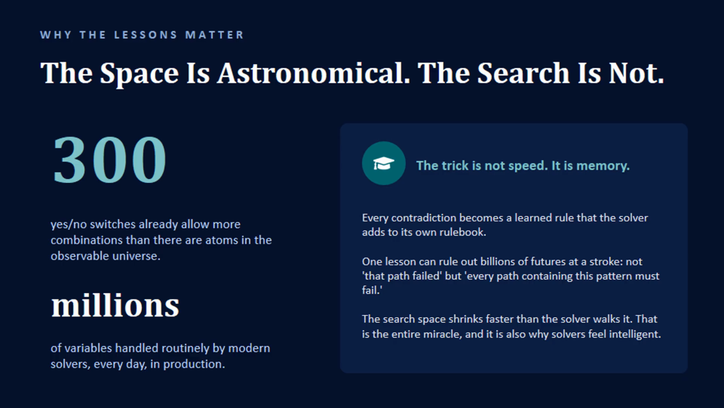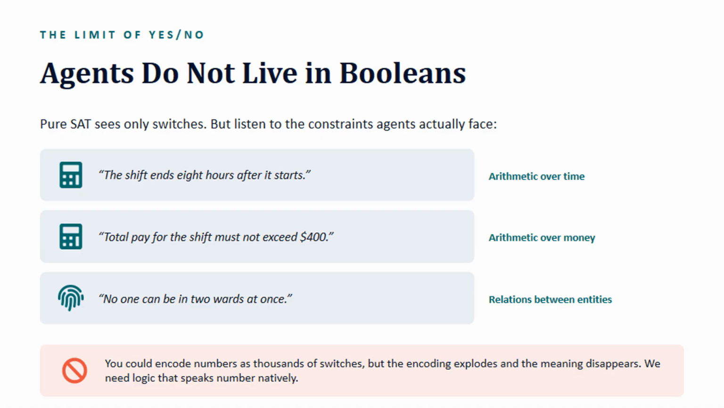It says every future containing this pattern must fail, and billions of branches vanish at a stroke, unexplored. The search space shrinks faster than the solver walks it. That is the entire miracle. It is also, I think, why watching a solver work feels uncannily like watching something think. So that is SAT, a detective for worlds made of yes-no switches.